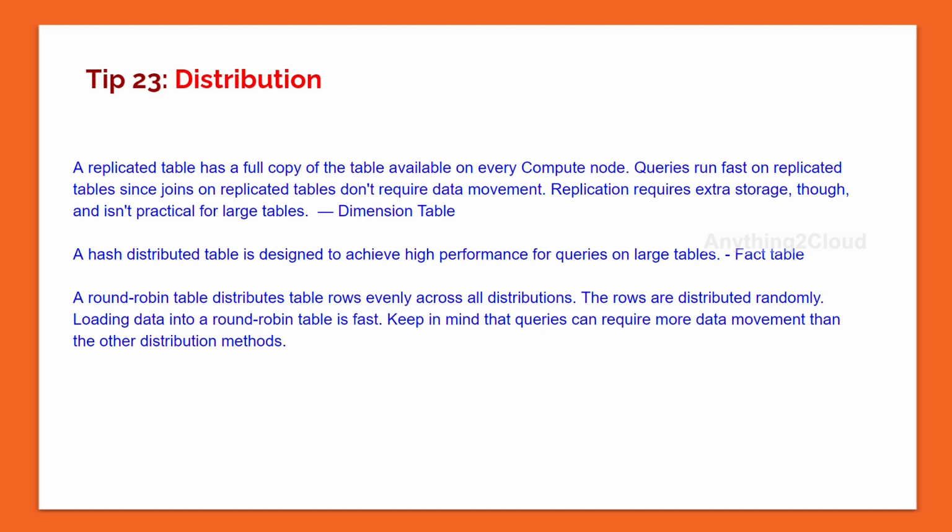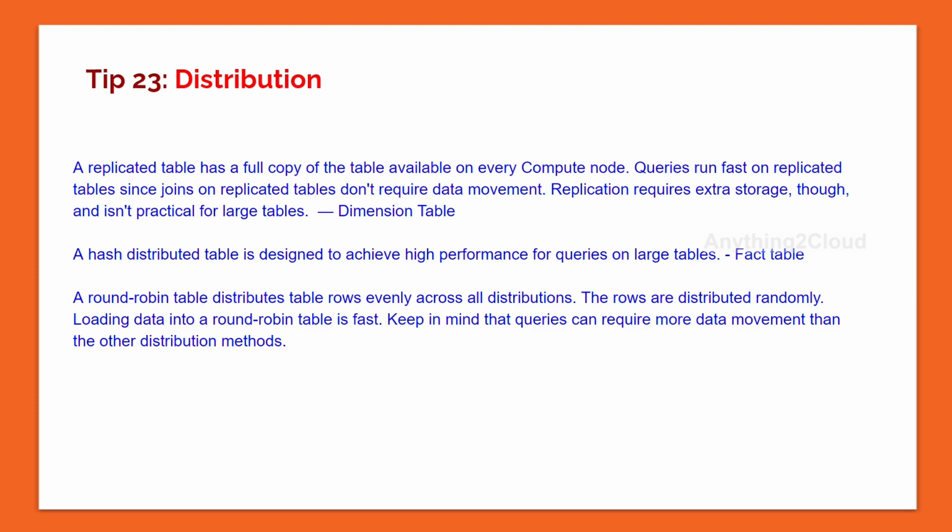A round robin table distributes table rows evenly across all distributions. The rows are distributed randomly. Loading data into round robin tables is fast. Keep in mind that queries can require more data movement than other distribution methods. Predominantly for fact tables we use hash distributed, and for dimension tables we use replicated.